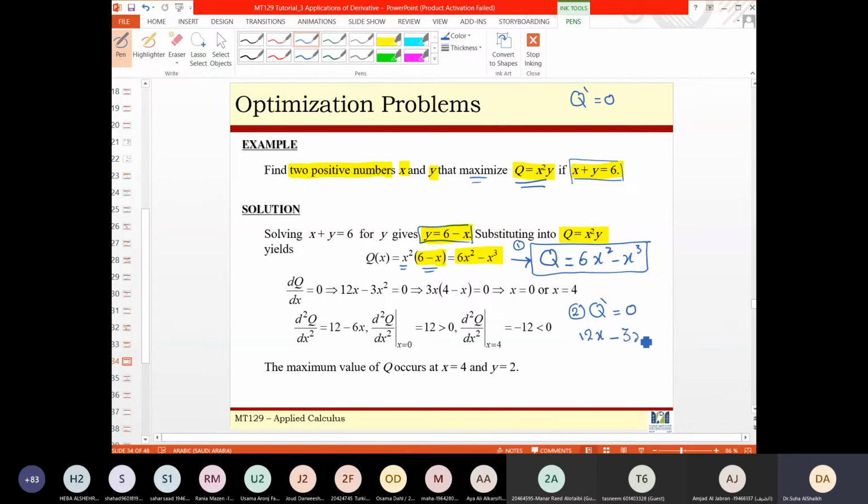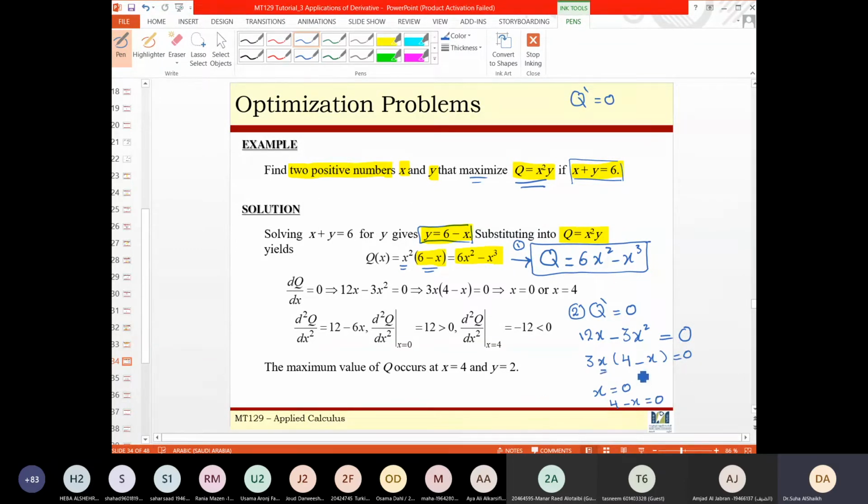It's 3x squared, and this equals 0. Solve it. Take 3x as a common factor. I will remain with 4 here. I will remain with x here, equal to 0. This will give me either x equal to 0 or 4 minus x is equal to 0. Right or not?